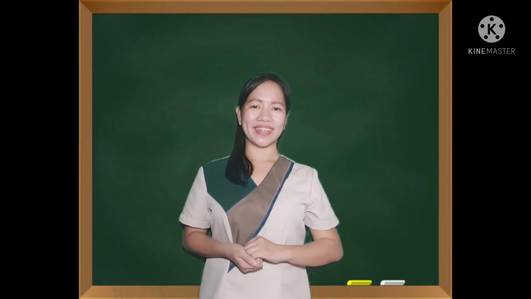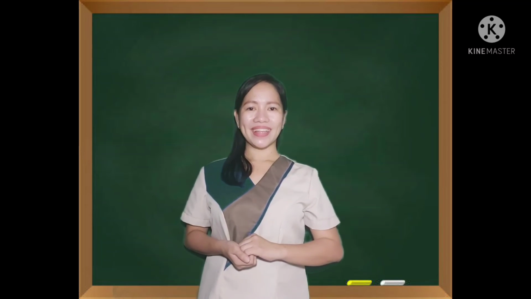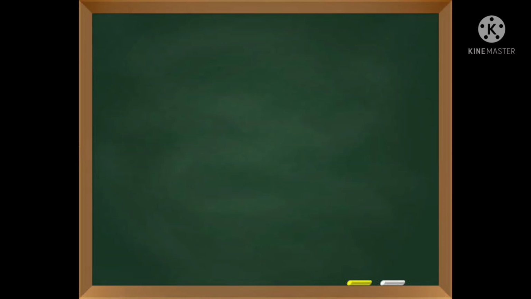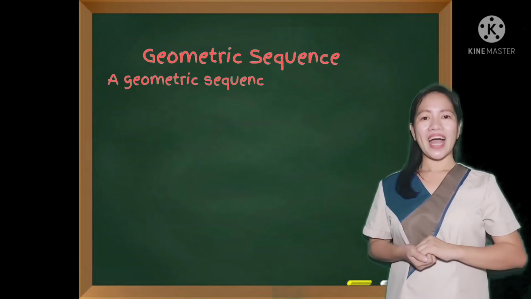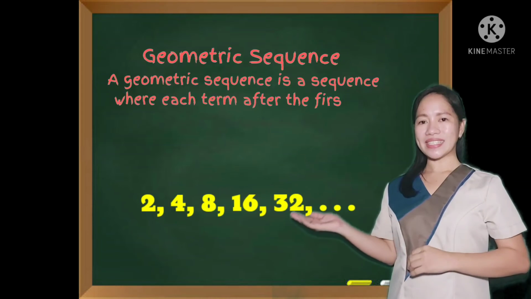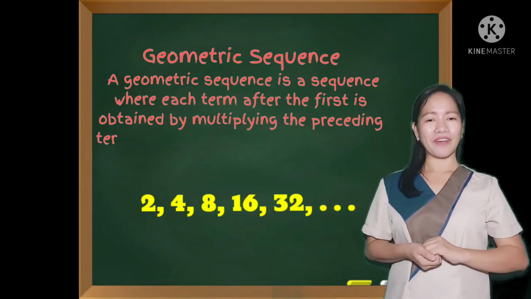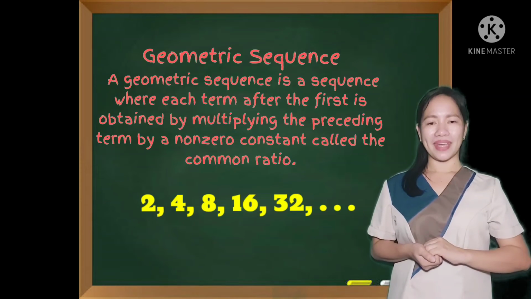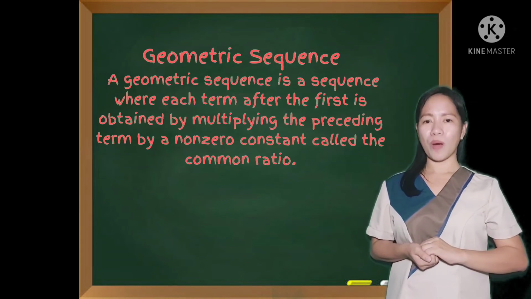And there you have it. That is our lesson for today. Now, let us have a recap. Geometric sequence. A geometric sequence is a sequence where each term after the first is obtained by multiplying the preceding term by a non-zero constant called the common ratio.